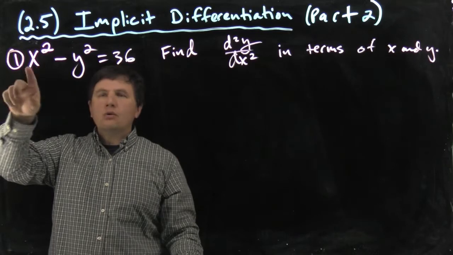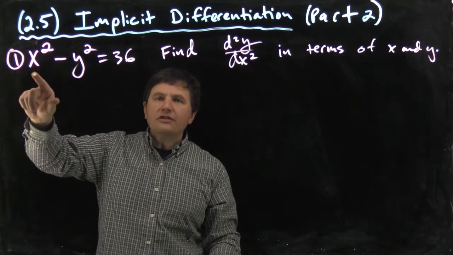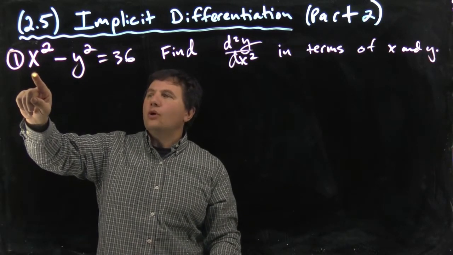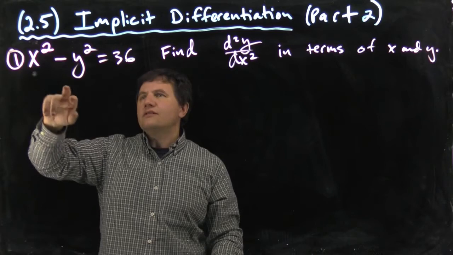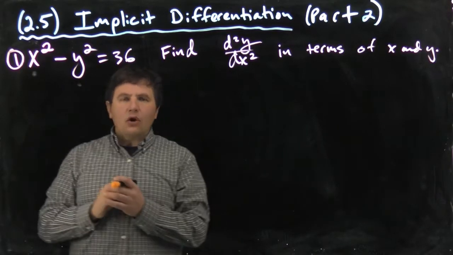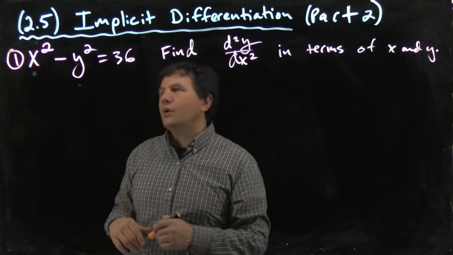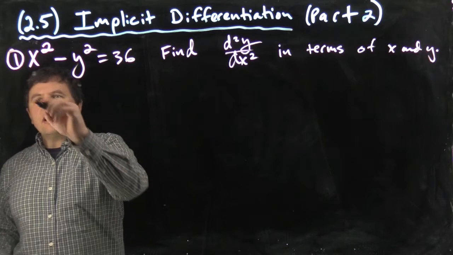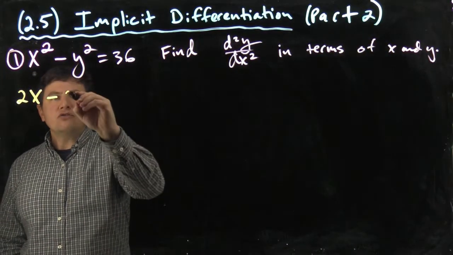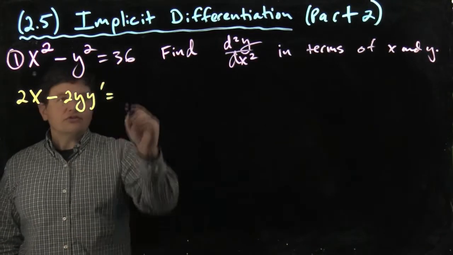I want to remind you that when we take the derivative implicitly, x is the independent variable, so it behaves like it normally does, whereas y is a dependent variable, so we have to see that as its own little function of x. As we take the derivative of that, we do have to do chain rule. So the derivative of x squared is 2x minus the derivative of y squared. We're going to call that 2y, y prime. And of course, the derivative of 36 is 0.